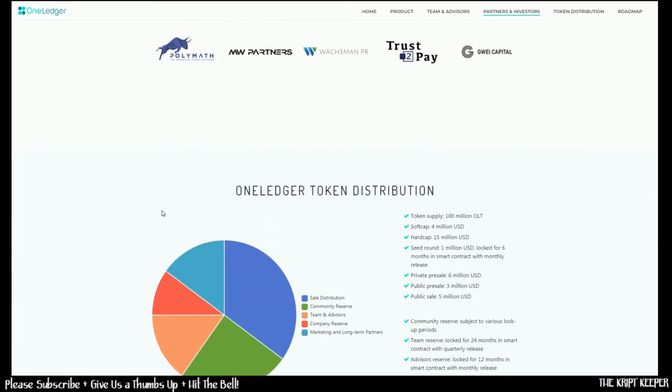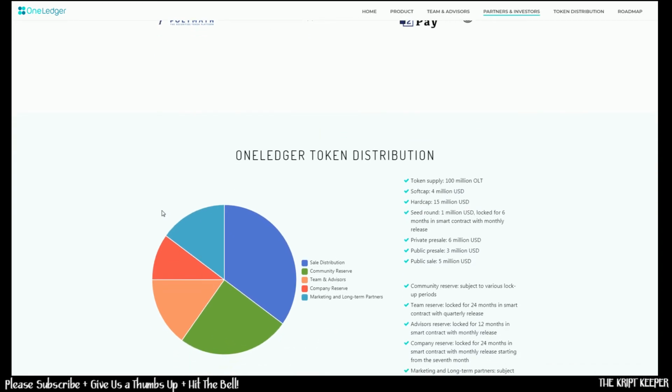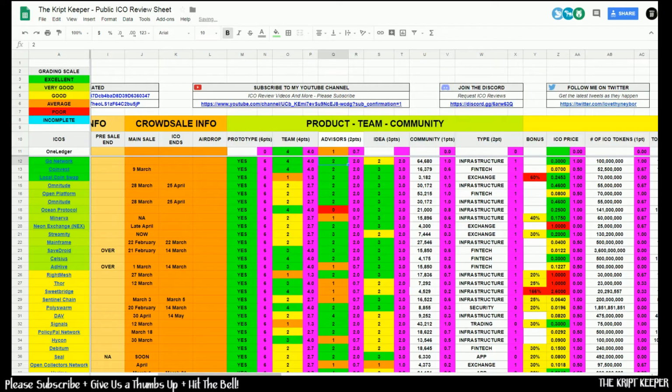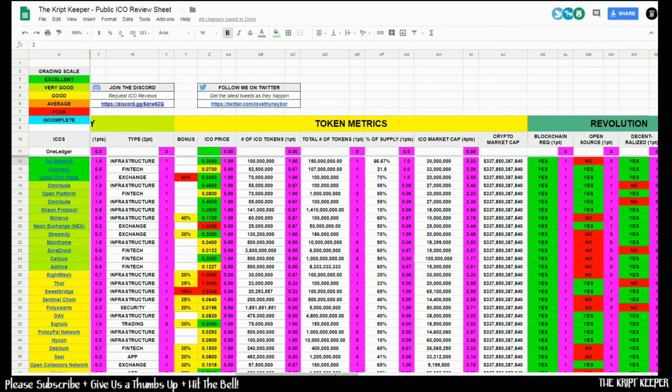Now let's take a look at some of the OneLedger token distribution details. So they have a 100 million total token supply. Their ticker is OLT. Soft cap of 4 million USD for this ICO and a hard cap of 15 million. So they'll have a seed round of 1 million locked for 6 months, as well as private pre-sale 6 million, public sale 3 million, and then another public. So the first one's a public pre-sale and then a public sale of 5 million. So 100 million total, and that is a $15 million hard cap. Let us get those details into our spreadsheet.